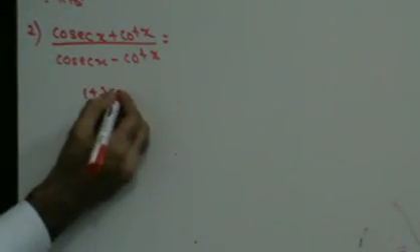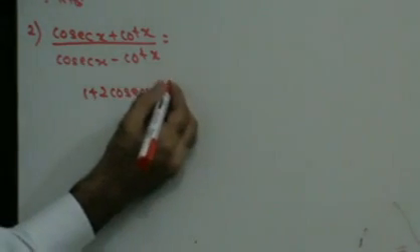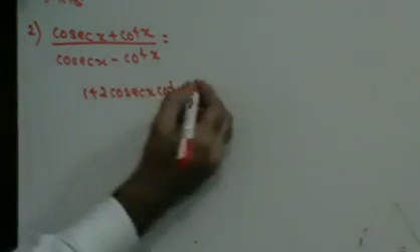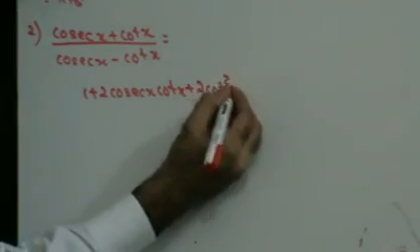Let's see the second sum, guys. You have to prove, guys, please pay attention. Anything you don't follow, please ask me. You have to prove that cosec x plus cot x upon cosec x minus cot x is equal to 1 plus 2 cosec x cot x plus 2 cot square x. Right? This is what you have to prove.